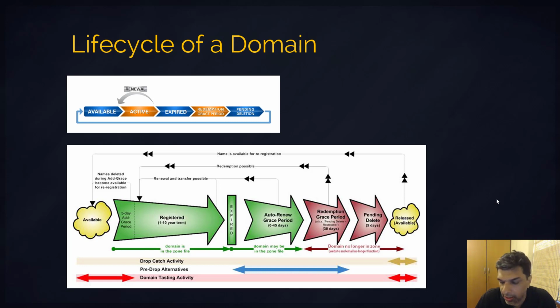Because you could be buying expired domains, you could be buying domains on auction, you could be using drop catching, you could be buying it from third-party providers, brokers. So you need to really understand this aspect if you're going to be doing any serious PBN SEO.